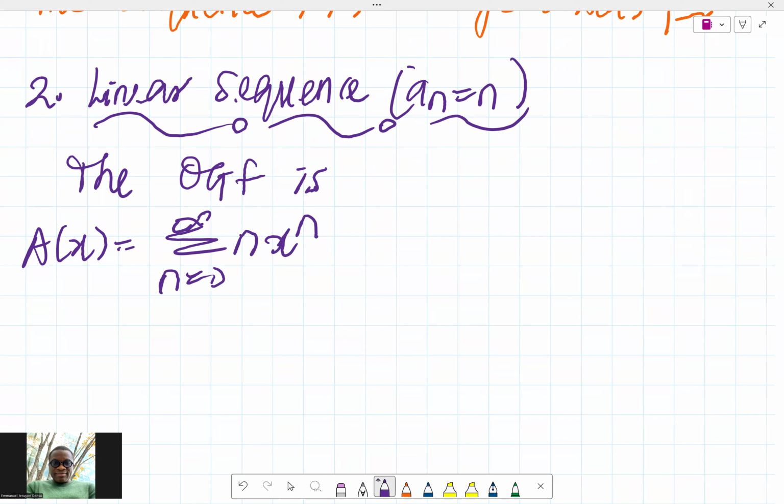And if you do this, of course, if you do 0, that's 0. Then if you do 1, that is x. If you do 2, that is 2x squared. And that goes on like that. So you will discover that this is actually the same thing as x d/dx of 1 over 1 minus x. Now, this is familiar, right?